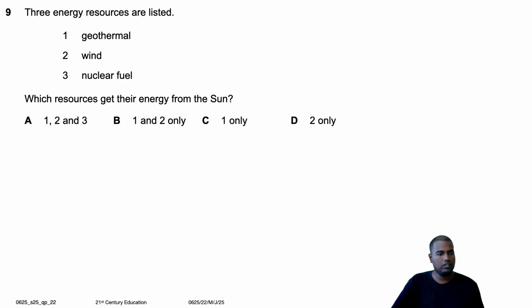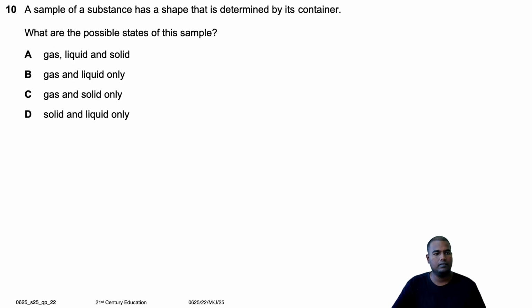Three energy resources are listed: geothermal, wind, nuclear fuel. Which resources get their energy from the sun? It's wind alone. Geothermal doesn't get its energy from the sun. It gets its energy from Earth's own gravity. Nuclear also no. So 2 only. A sample of a substance has a shape that's determined by its container. What are the possible states of the substance? Only fluids, meaning gas and liquid, take the shape of the container. So B.